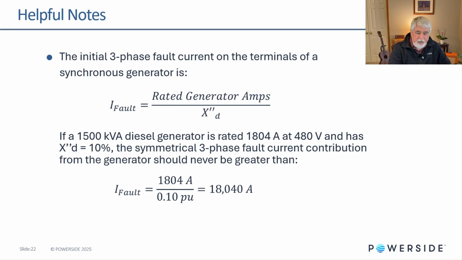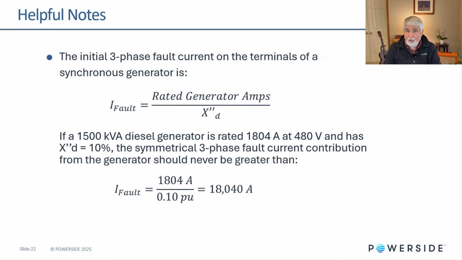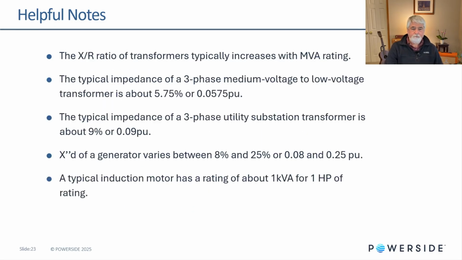If a 1500 kVA diesel generator is rated 1804 amps at 480 volts and has X double prime D as 10%, then the symmetrical 3-phase fault contribution from the generator should never be greater than 1804 divided by 0.1, which is 18,000 amps. Of course, this will decay over time, whereas with a stiff source for the transformer, it's going to stay there as a symmetrical current value and it's not going to change. But if there's a generator, that current will decay over time.